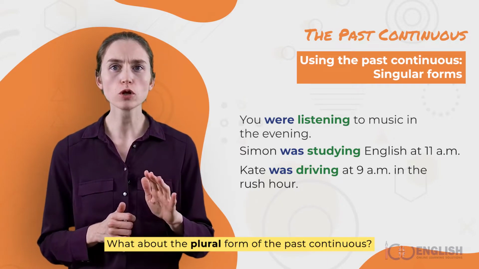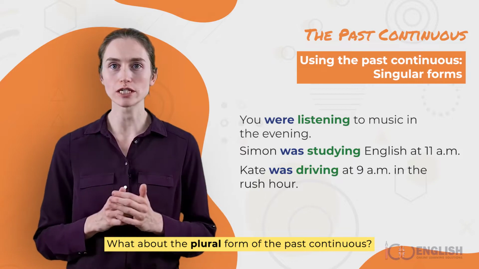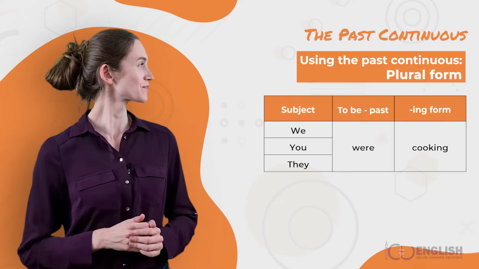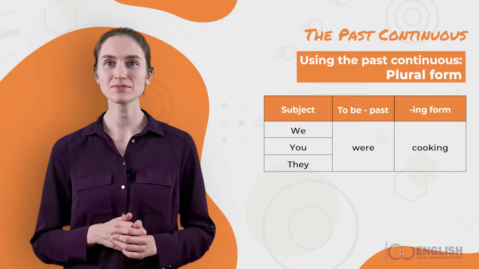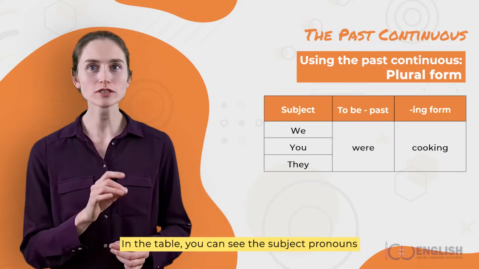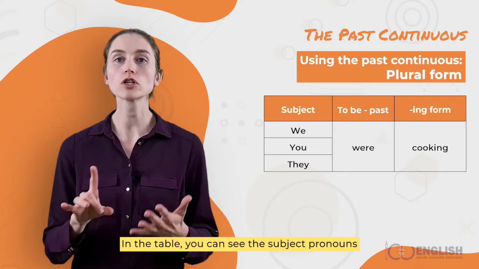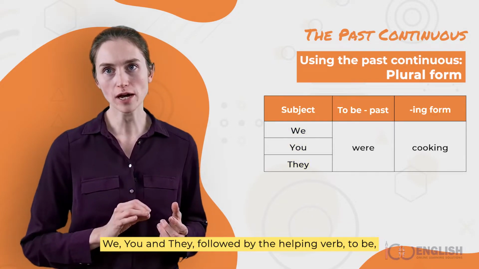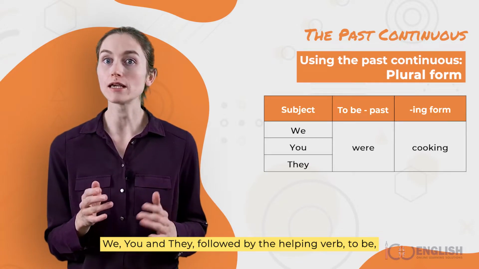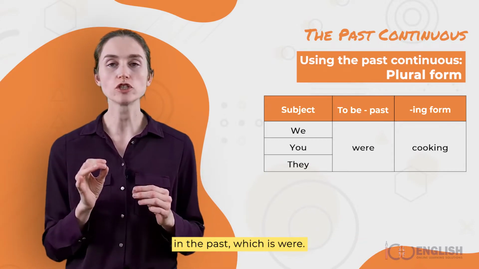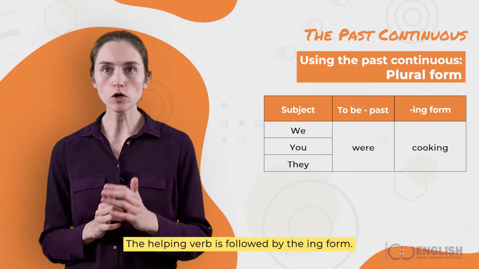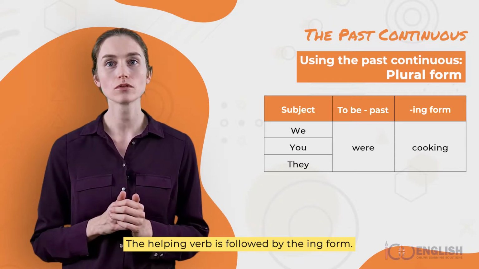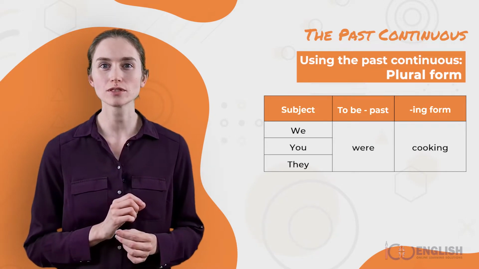What about the plural form of the past continuous? Let's take a look. In the table, you can see the subject pronouns we, you, and they, followed by the helping verb to be in the past, which is were. The helping verb is followed by the ing form. Let's check the forms.